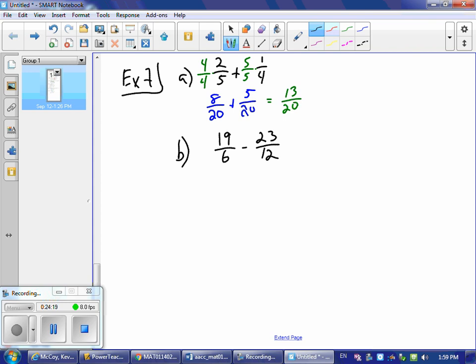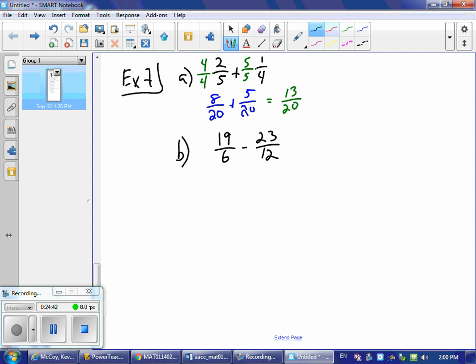Now I did say before that you can always get a common denominator by multiplying the two denominators together. So we could do 6 times 12. There would be no problem with that. It's just going to give us a really big number. And if you did that, you'd have to multiply the left fraction by 12 over 12 and the right fraction by 6 over 6. You're going to get some pretty big numbers out of that.